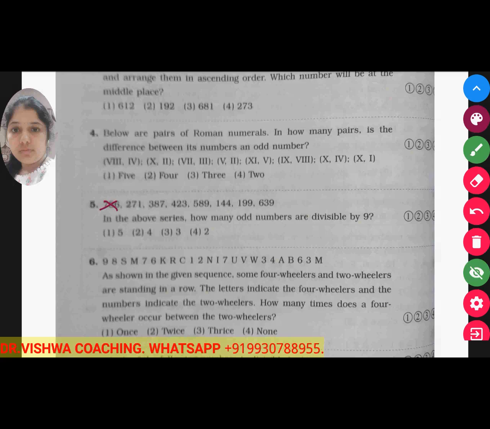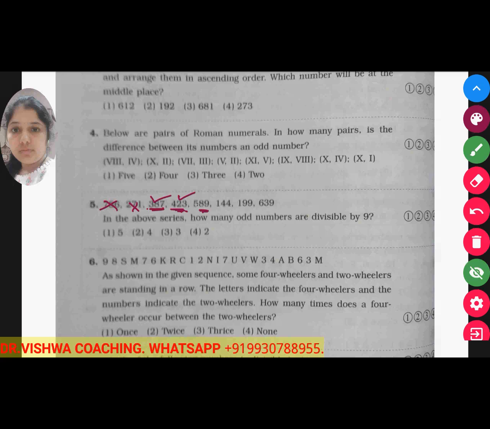271, add it, 8 and 10. 10 is not divisible by 9, so this number is not divisible by 9. Again this is an odd number. 8 plus 7, 15 plus 3, 18. It is divisible by 9. 4 plus 2, 6. 6 plus 3, 9. As an odd number, it is divisible by 9. 8, 9, again it is an odd number.